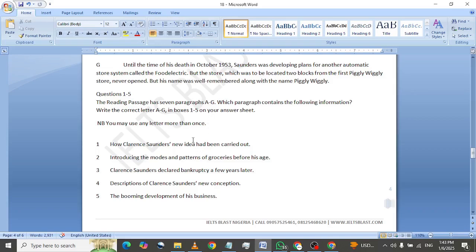As I've said before, with this type of question, they give you a statement and ask: where can you find it in the paragraphs? Just like I explained in the other video, we should read all the questions and underline the keywords. The first question says, how Clarence's new idea has been carried out. What are our keywords here? Clarence's new idea. I will underline it. Then carried out.